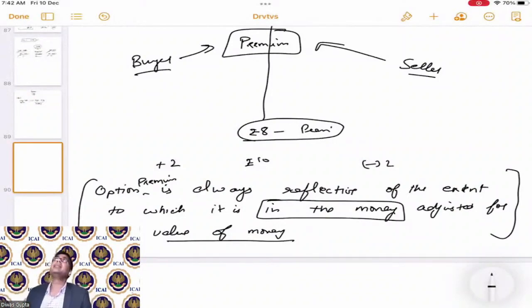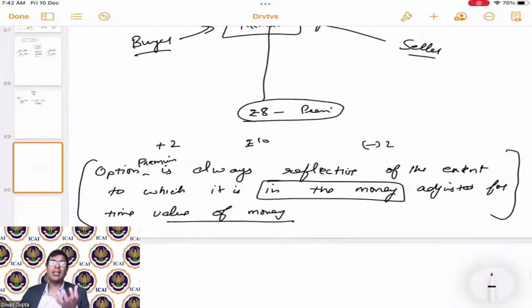You're getting my point. So option premium is always reflective of the extent to which it is in the money, adjusted for time value of money. Simple. Because if it is not carrying any money, it is not carrying any value for the traders to trade in, so why would the premium be priced at some price?